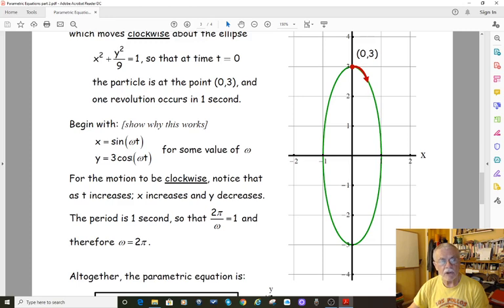Well, first off, notice that if I solve for cosine t here, I get y over 3, and these terms are squared. So if I square x, I get sine squared of omega t. And if I square y over 3, I get y squared over 9, which would give me cos squared of omega t. Using the Pythagorean identity, that's of course equal to 1, so that's how the 1 appears. So you can see that these choices for x and y certainly do give us this ellipse.